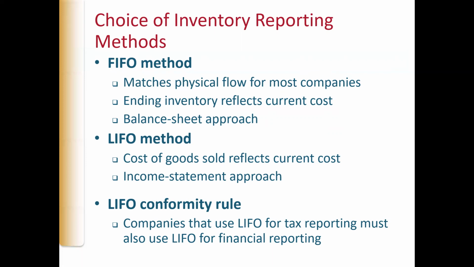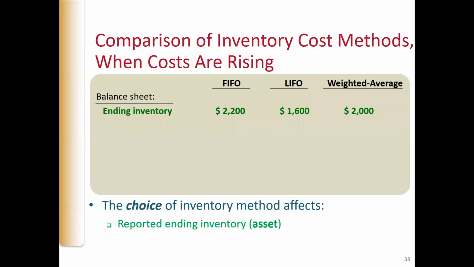We call the FIFO method the balance sheet approach because our balance sheet is going to most accurately reflect the most current costs. If we use the LIFO method, we call that the income statement approach because our income statement is going to use the most current prices. The LIFO conformity rule basically says if a company uses LIFO for income taxes, they have to use LIFO for financial reporting. You can't have it one way and then get to opt to make your financial statements look better.